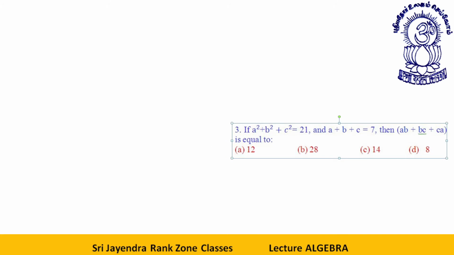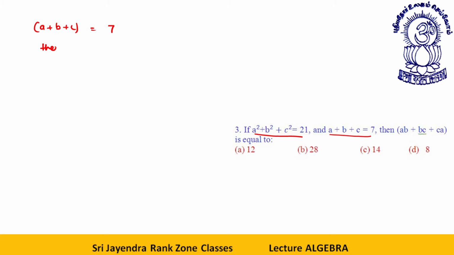Now we have a question based on (a plus b plus c) whole square. We are given the values of a square plus b square plus c square and a plus b plus c, and we have to find this. Given a plus b plus c is equal to 7, then (a plus b plus c) whole square will be what?